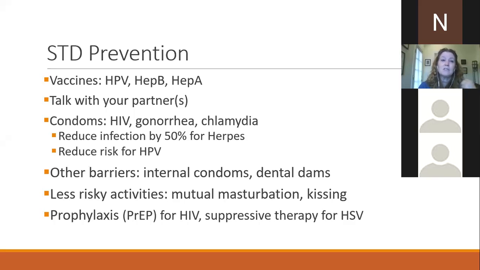Okay, so vaccines, talk to your partner, condoms. There are also internal condoms that can be used for anal sex, and the internal condom can go in the rectum or the vagina. Dental dams. There are different kinds of sexual activity that you can have. Mutual masturbation, kissing is less risky than anal sex, for example. There's suppressive therapy for herpes. And then one thing we haven't talked about is PrEP for HIV.